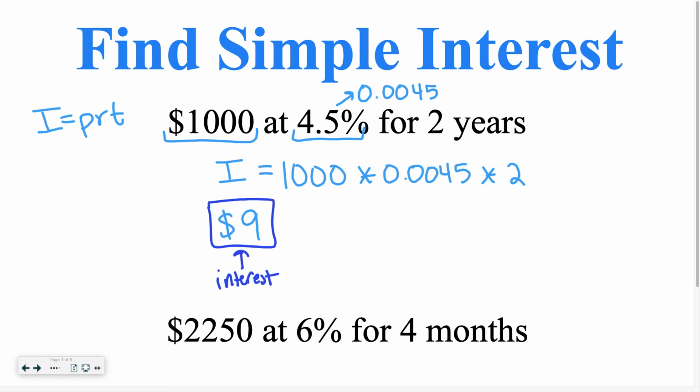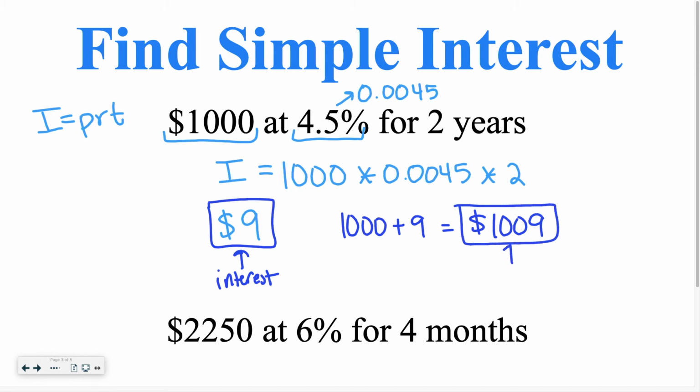Today you guys are going to be doing an IXL, and sometimes it'll ask just for the interest, and sometimes it'll ask for the total amount, in which case you would take the starting amount and add the interest. So you would know that the new total was $1,009. Okay?